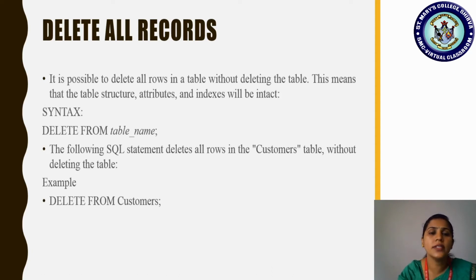Okay, so how is that done with the syntax? Just check out the below reference. Delete from table name. So delete from, what is the table name? The customer in our example. So delete from table name. Just check here. The following SQL statement deletes all the rows in the customer table without deleting the table. So it doesn't delete the table. Instead, it removes all the records. So what is the syntax?